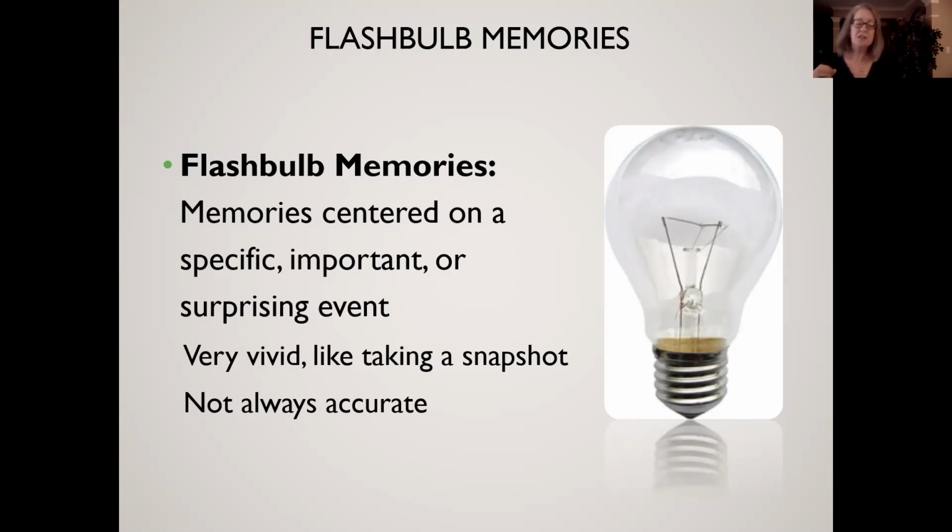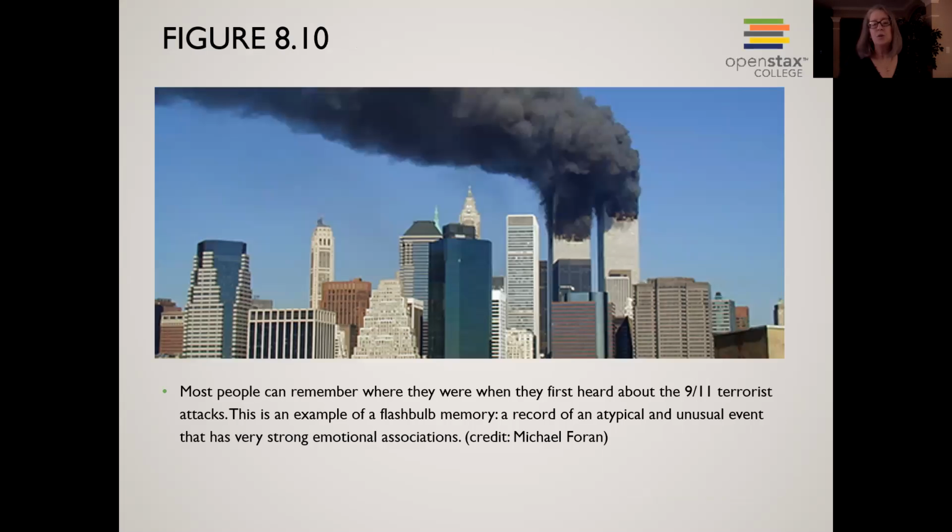Okay, now we're going to step away from the theories and talk about some interesting phenomena. One is called flashbulb memories. These are memories centered on a specific important or surprising event. They're very vivid, like you took a snapshot or short video. So I might ask, do you remember where you were when you first heard about 9/11? Or when I was in school, people would say, do you remember where you were when Kennedy was shot? I was only 1 year old when Kennedy was shot, so I didn't remember it.